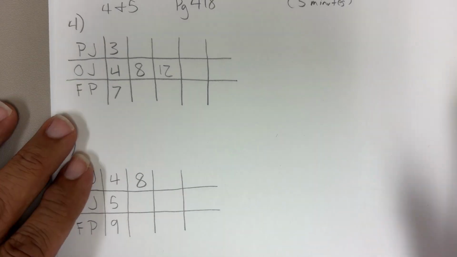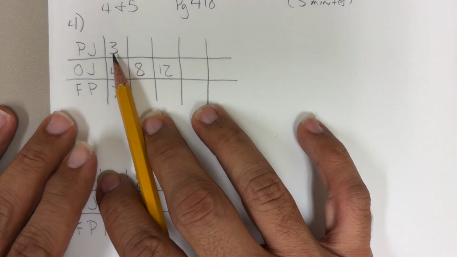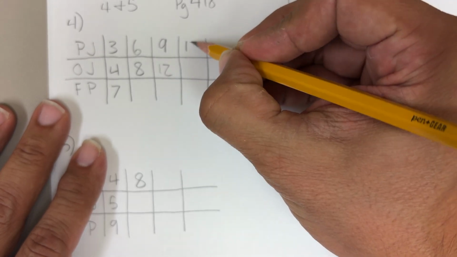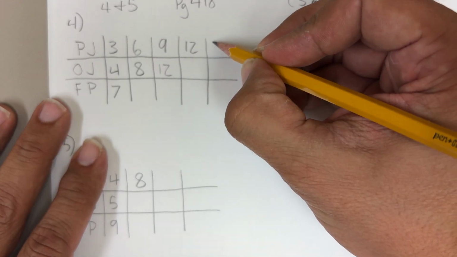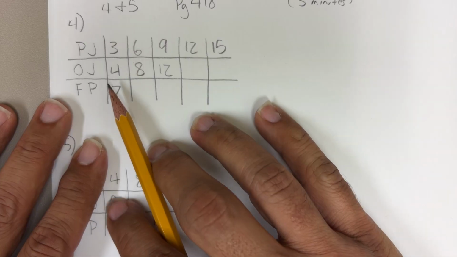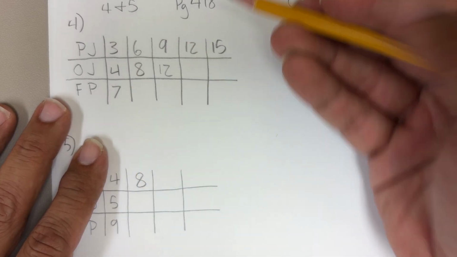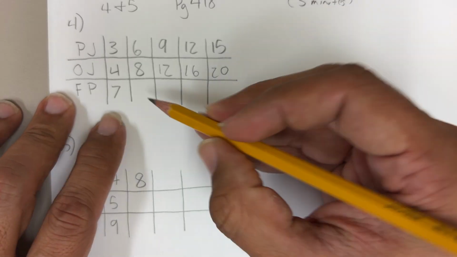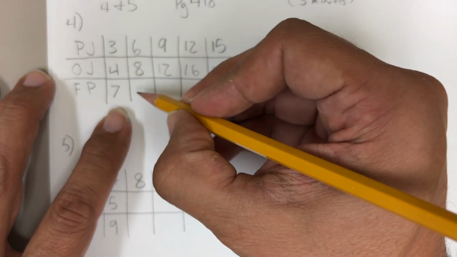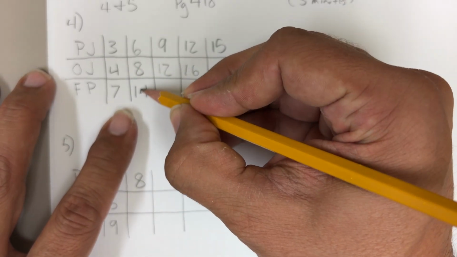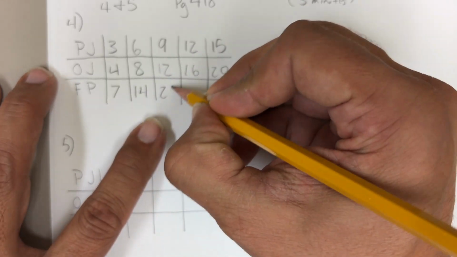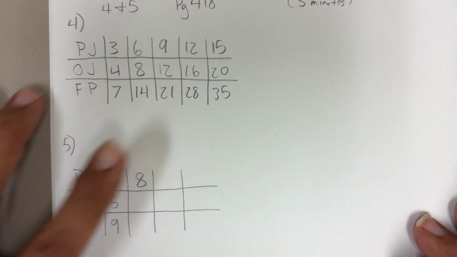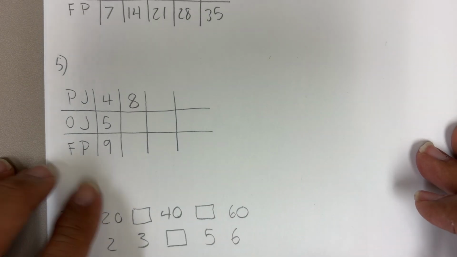Now we're back. So let's complete the chart. So this is going to be going up by 3s. So 3, 6, 9, 12, and 15. This is going to be going up by 4s. So 4, 8, 12, 16, 20, and the totals will be going up by 7. So 7, 14. If you're not good at your 7s, you could just add. So 21, 28, 35.